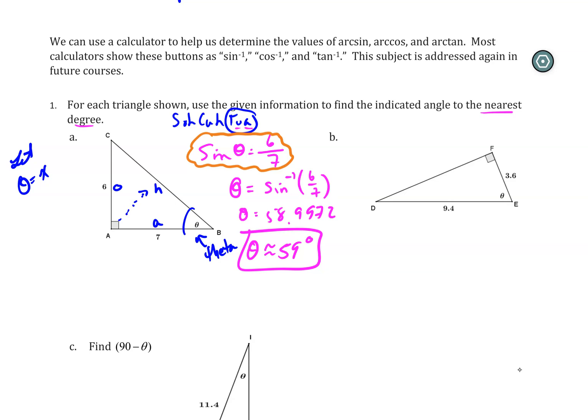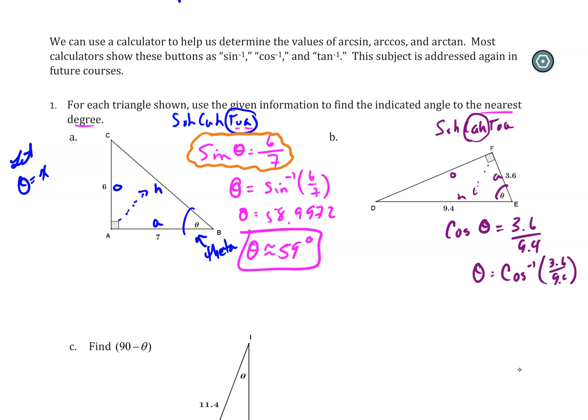All right, let's try another one. So again, with respect to theta, we've got opposite, hypotenuse, and adjacent. In this case, I have the adjacent side and I have the hypotenuse. So for this problem, with SohCahToa, adjacent and hypotenuse would give me cosine. So I'm going to take cosine of my angle, in this case theta, equals adjacent side, which is 3.6, over the hypotenuse, which is 9.4. Again, when we're looking for the angle, we have nothing to type in the calculator here. So that means theta equals the inverse cosine of the fraction, 3.6 over 9.4.